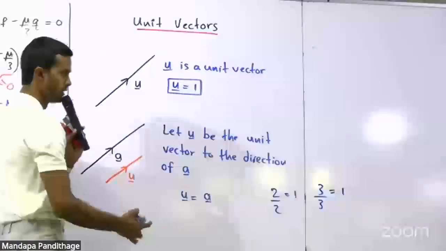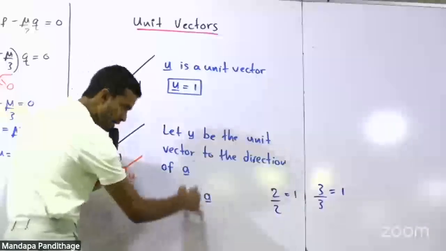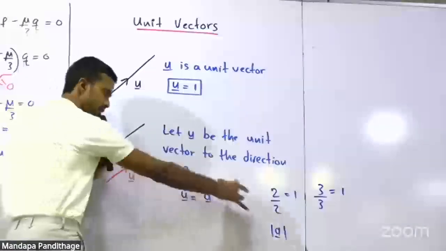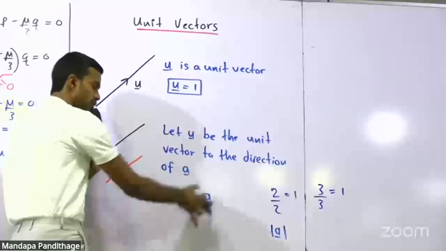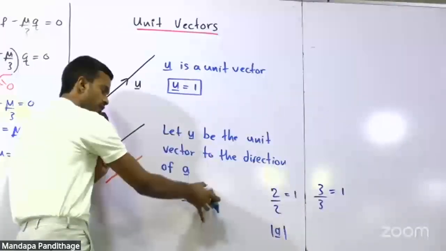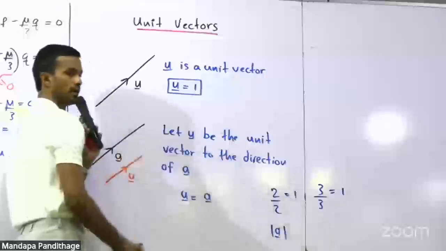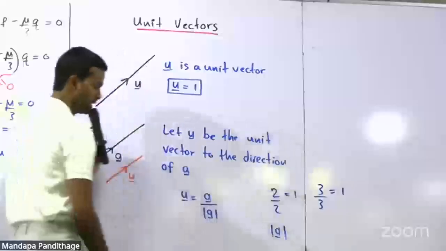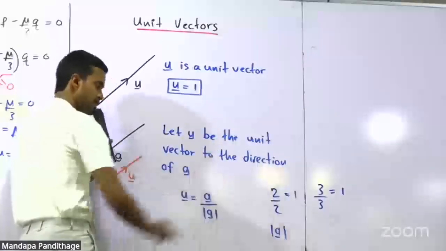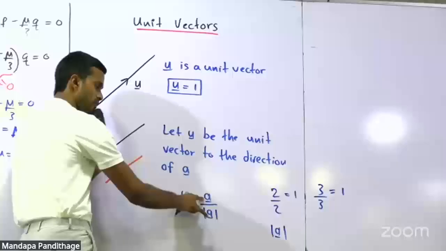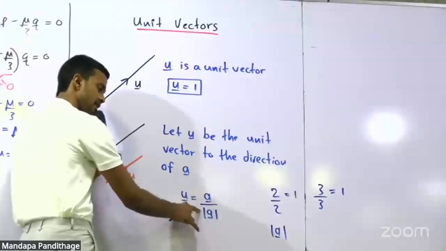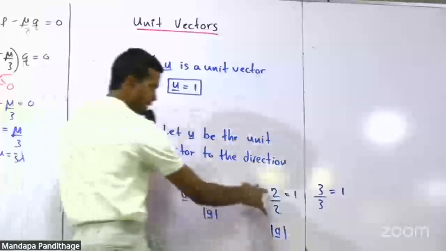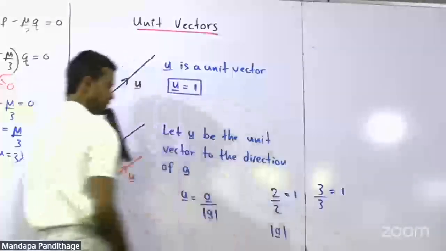So based on that, this vector A has a magnitude of modulus A. If I want to make this magnitude equal to 1, what can I do? I can divide this vector by modulus A, because then the direction is anyway the same, and the magnitude has been divided by the same magnitude, which means the entire magnitude becomes 1. Clear? Here it's like 2 has been divided by 2, 3 has been divided by 3.